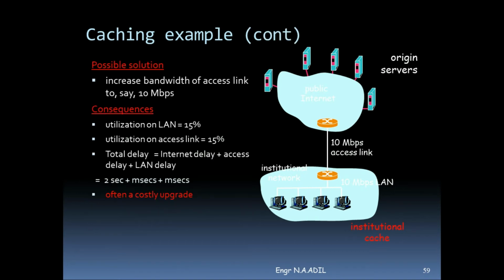So this is a possible solution: increase the bandwidth of the access link to 10 Mbps. Consequences: utilization on the LAN is equal to 15%, utilization on the access link is equal to 15%. So total delay is equal to internet delay plus access delay plus LAN delay, which is 2 seconds plus milliseconds plus milliseconds. Often a costly upgrade.